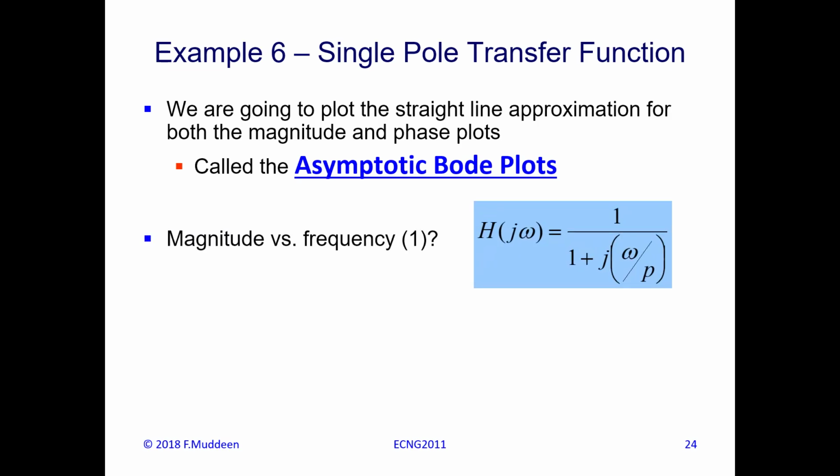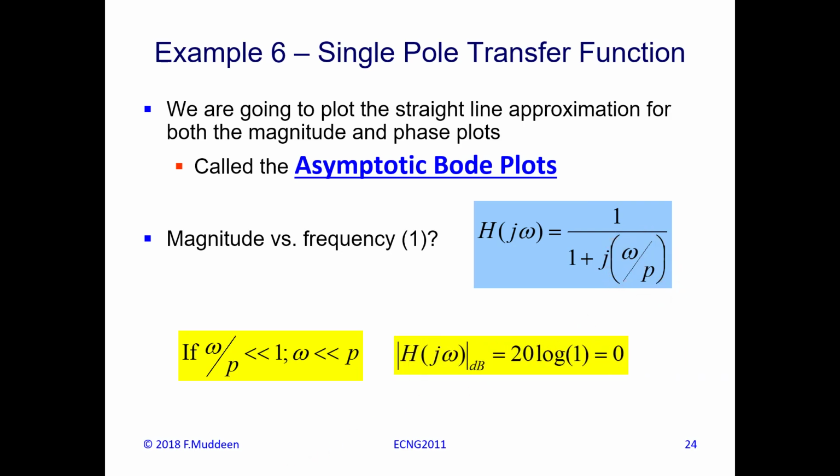In obtaining the magnitude versus frequency graph, if omega on p is much less than 1, or omega is much less than p, we can say that this j omega on p term will go to 0. Because if omega is much less than p, it is a very small number on top being divided by a very large number. So that basically goes to 0, and accordingly we will get a result of 1, and if we take 20 log of 1, the result is going to be 0.